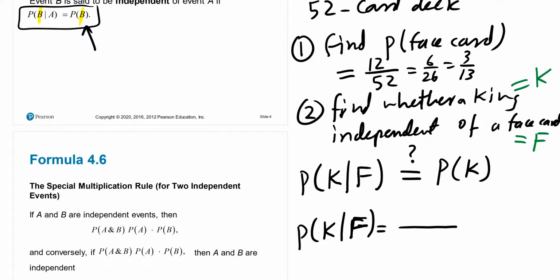It means we are taking out of 12 face cards. There's 12 of them, as I showed in the first part. And king, how many kings are there? There's only 4 kings. So that gives us 1/3, which is 0.333.